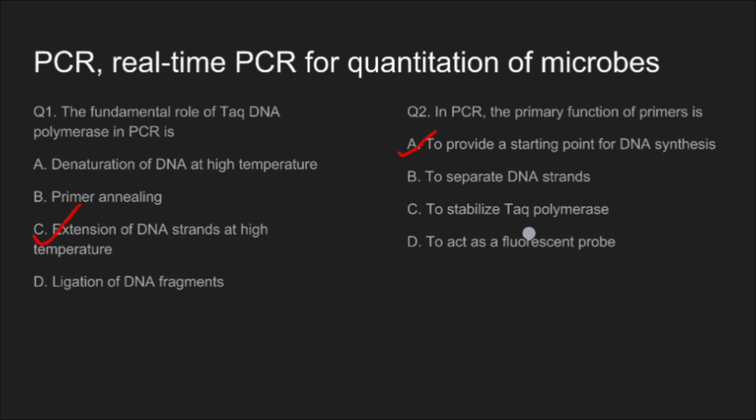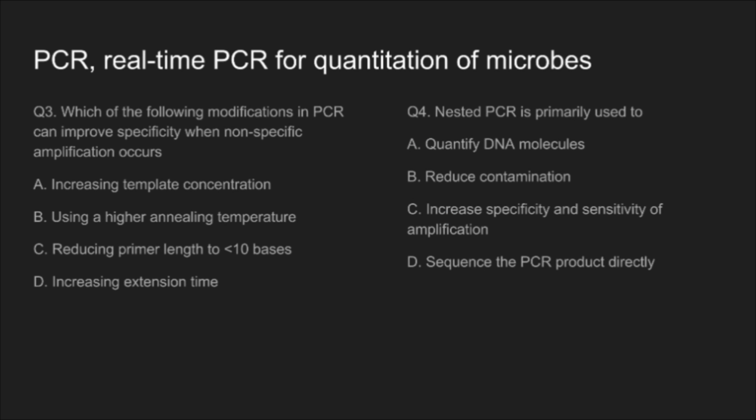Now next question. Question 3. Which of the following modifications in PCR can improve specificity when non-specific amplification occurs? Options are A, increasing template concentration, B, using a high annealing temperature, C, reducing primer length to less than 10 base pair, and D, increasing extension time. So the correct answer for this question is option B, using a higher annealing temperature.